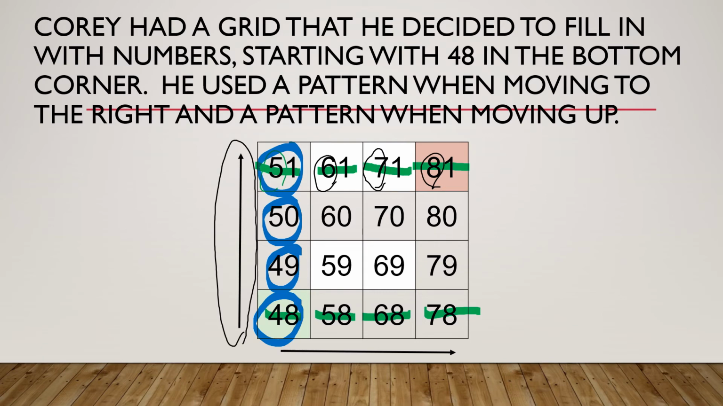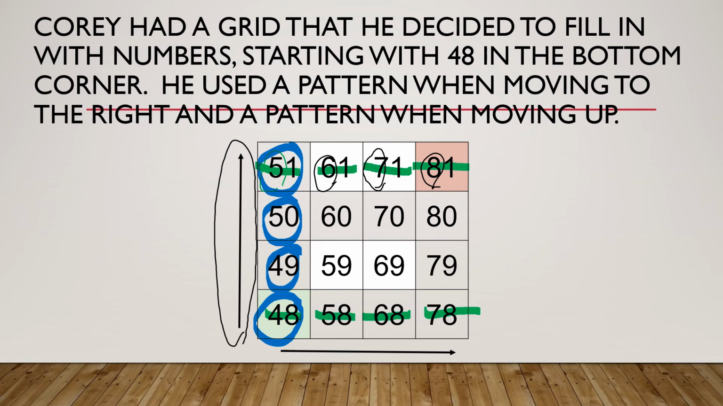Let's take a minute and just think about that. Did you guess that the pattern increases by 1? Yes, it does. If you look at your 120 chart, you'll see 48. You add 1, you have 49. You add 1 more, you have 50. You add 1 more, you have 51.